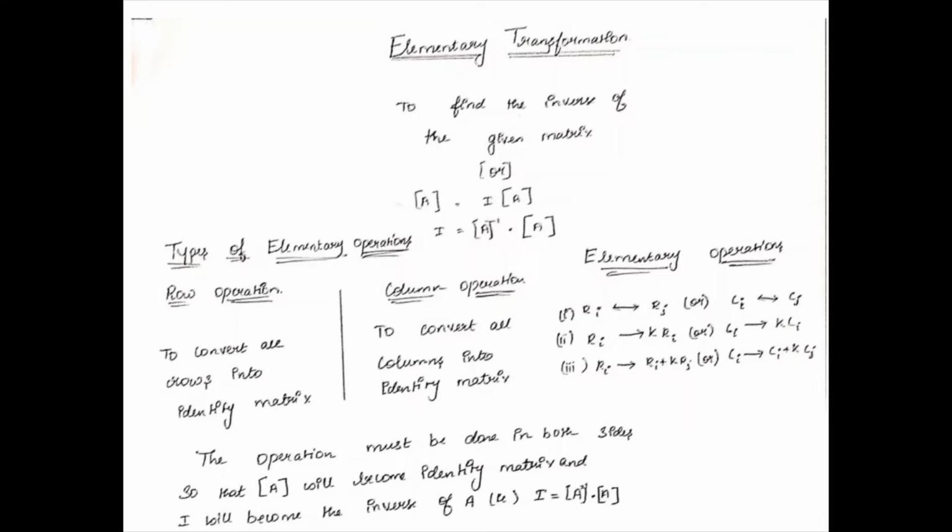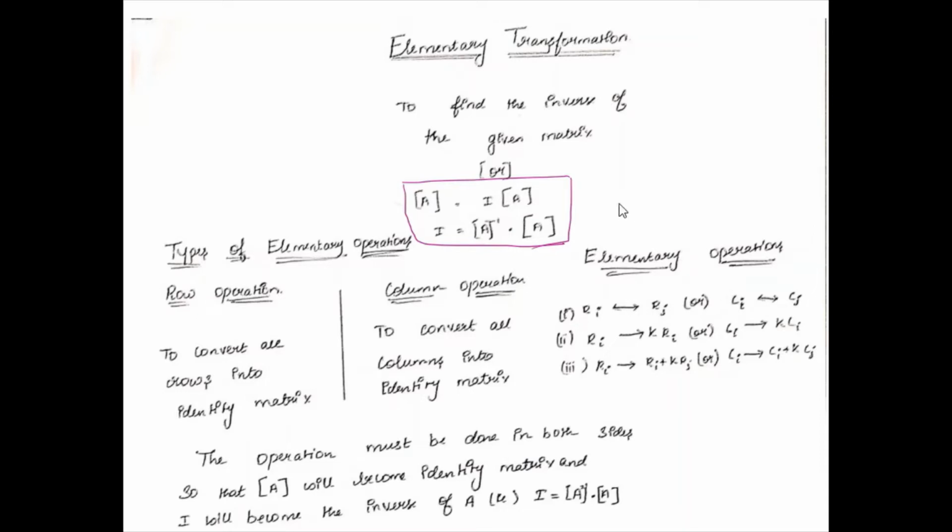Elementary transformation. Our ultimate aim, that is, our objective, is to find the inverse of the given matrix. Elementary transformation is one of the ways to find the inverse of the given matrix. Also we can find the inverse of the matrix using cofactors and minors, but in this video we will discuss about the elementary transformation.